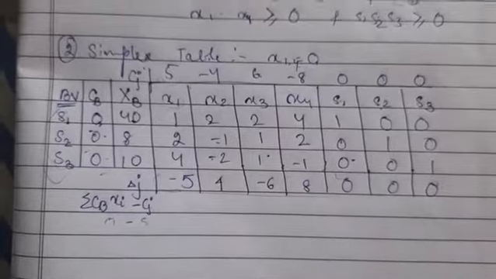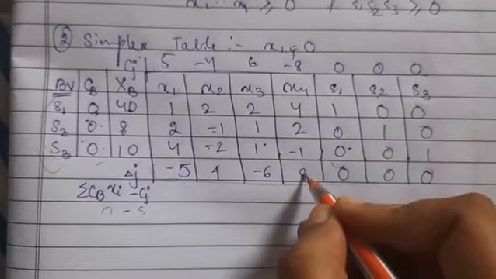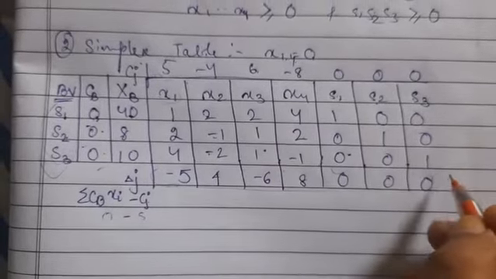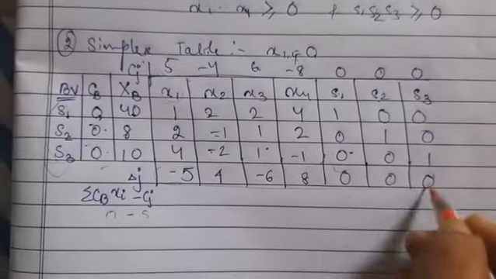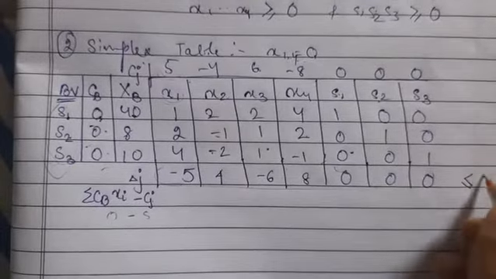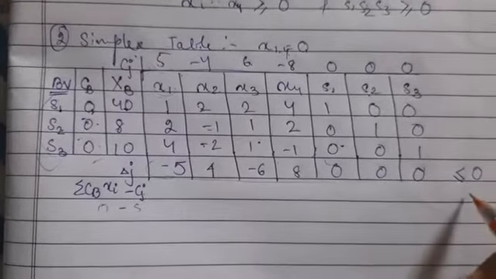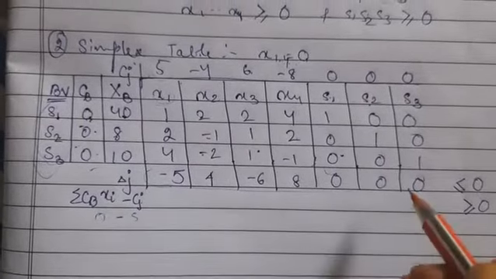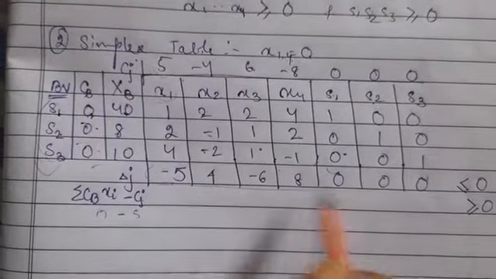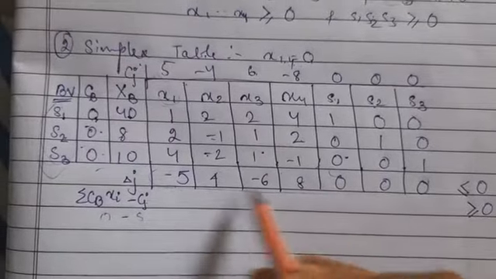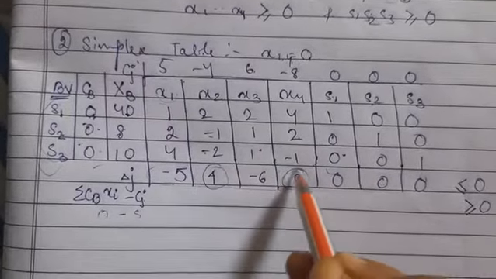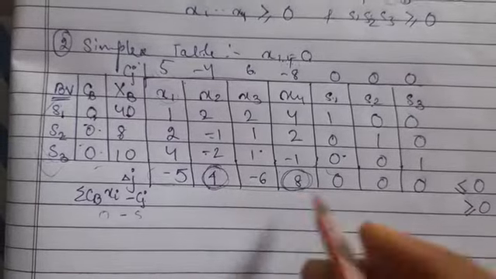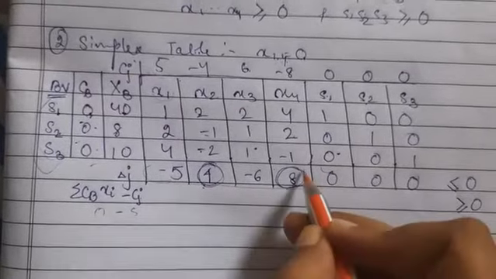For a minimization problem, we need to find the value. The optimality test is that all the values of del j should be less than or equal to 0 for minimization. For maximization, it should be greater than or equal to 0. Now we can clearly see that here all values are not greater than or equal to 0. So which is the maximum, the highest among these two, is 8.